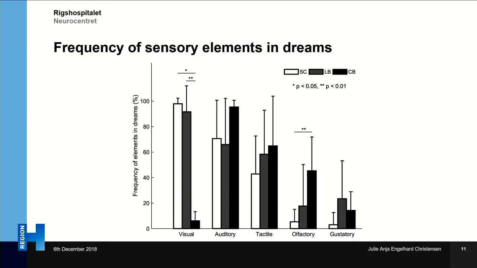Looking into the frequency of the sensory elements in dreams, we saw the visual, the auditory, the tactile, olfactory, and gustatory, and we found that the congenitally blind subjects have a significantly lower frequency of visual elements in dreams compared to the sighted controls, but also compared to the late blind participants. And they had a significantly higher frequency of olfactory elements compared to sighted controls.